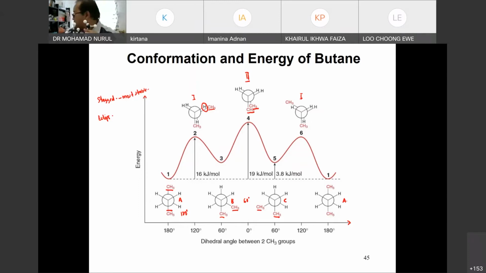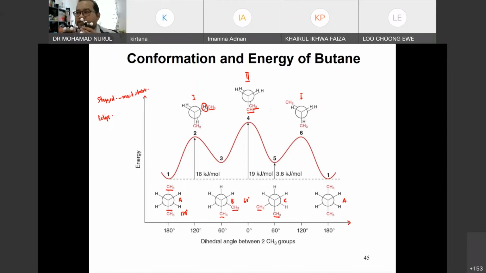Where is my black pen? Sorry, I don't have the black on my hand, only partial black. So okay, again, staggered is more stable than eclipsed. Anti is in staggered, and anti is more stable compared to gauche, because of the positions of the bulky groups.